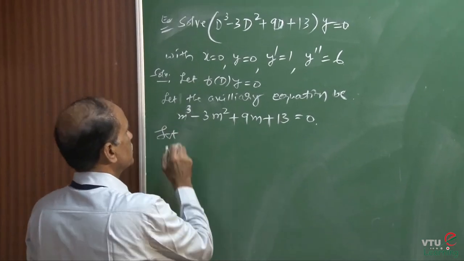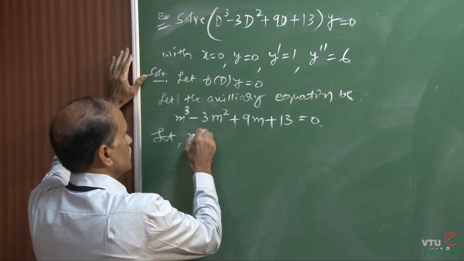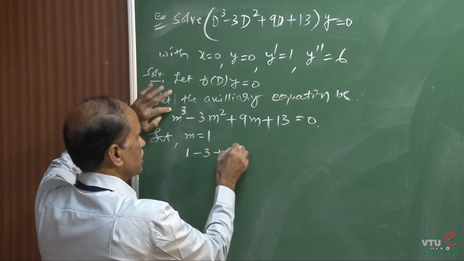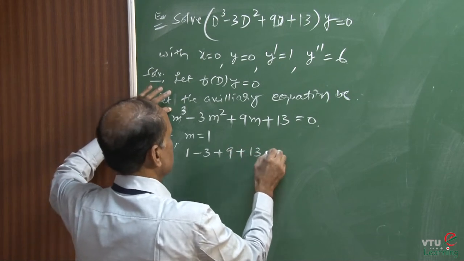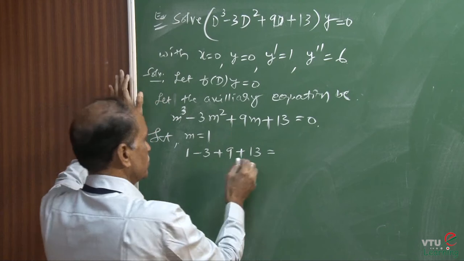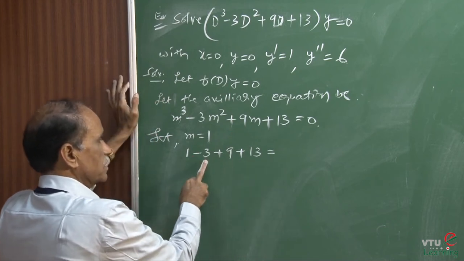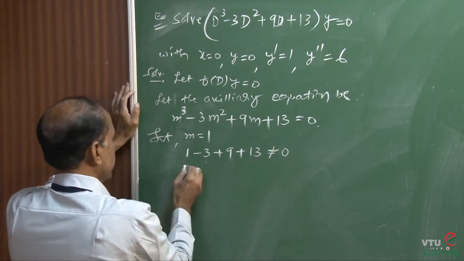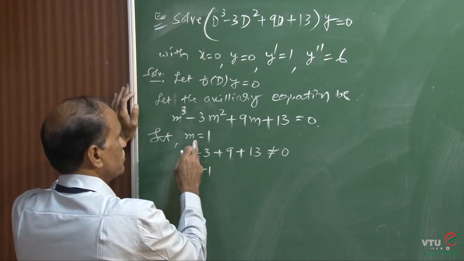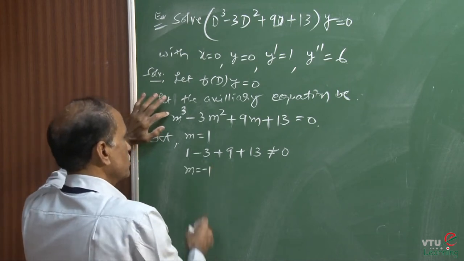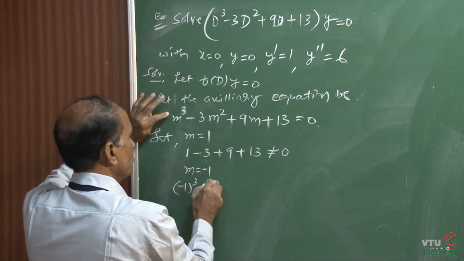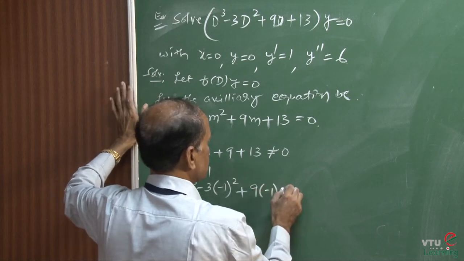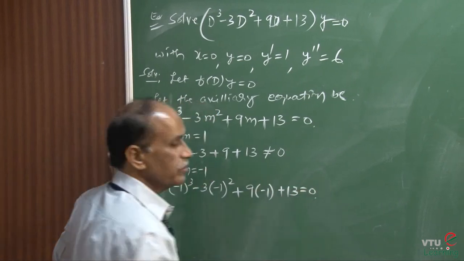Let us take m is equal to plus 1. If you take m is equal to plus 1, this becomes 1 minus 3 plus 9 plus 13. So, 1 minus 3 plus 9 plus 13 is not equal to 0. Then, take the opposite number, m is equal to minus 1. So, minus 1 whole cube minus 3 into minus 1 whole square plus 9 into minus 1 plus 13 is equal to 0.